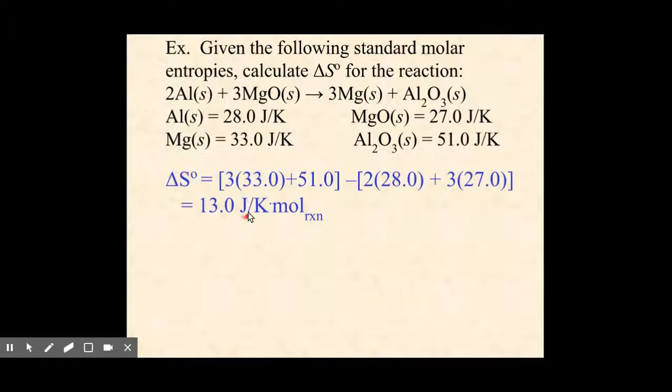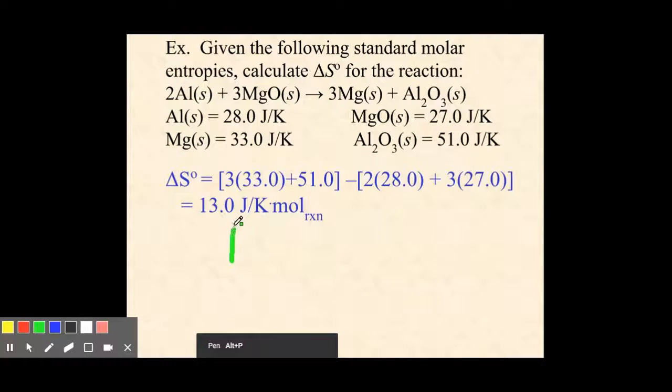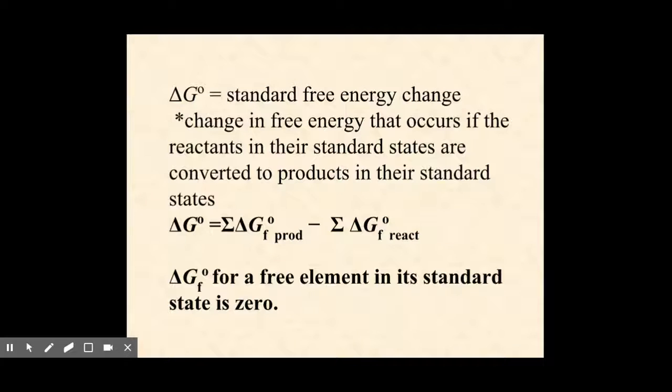Now that we know this, the units for entropy are going to be joules per Kelvin mole of the reaction. So joules per Kelvin mole. You might want to commit this to memory because this is helpful to be able to work the equation later. Also notice that this is in joules, okay? That'll be important in just a second.